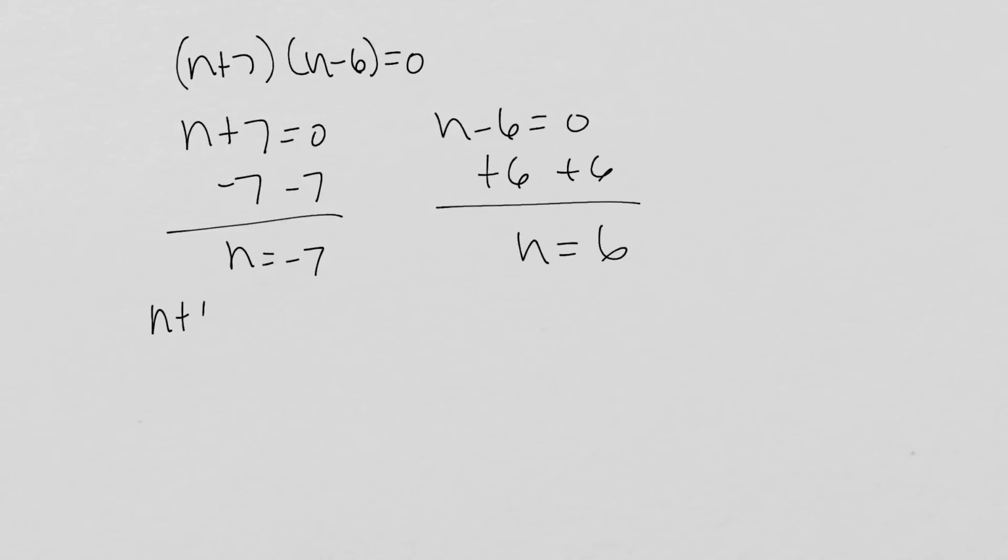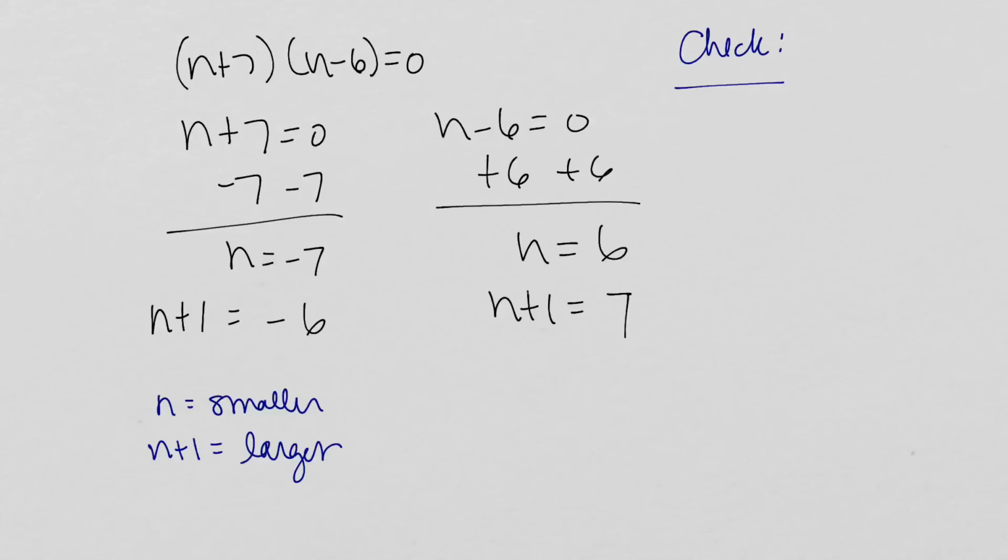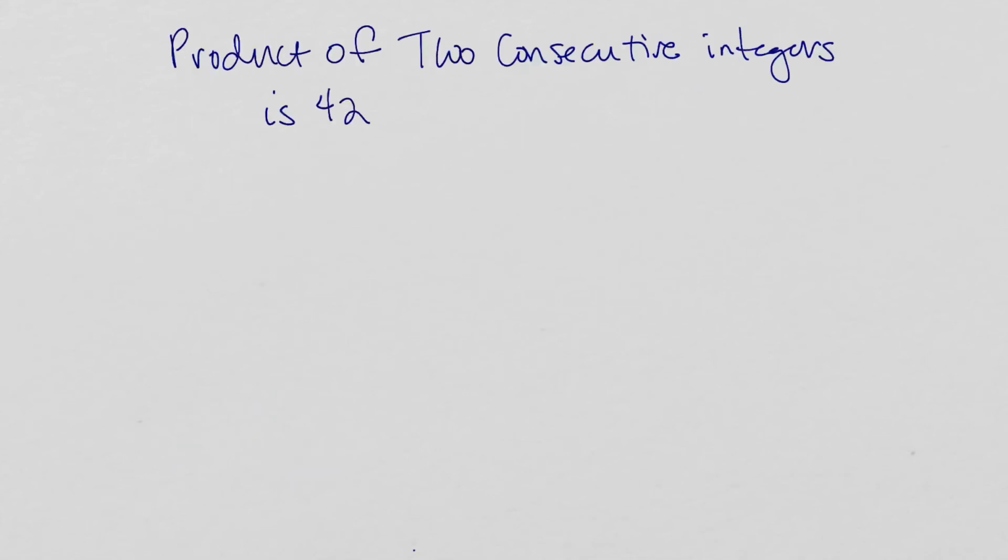And then n plus 1 over here would be negative 6. n plus 1 over here would be 7. And so in this particular case, we need to check those and make sure that they both work. We're going to check this on the next page.